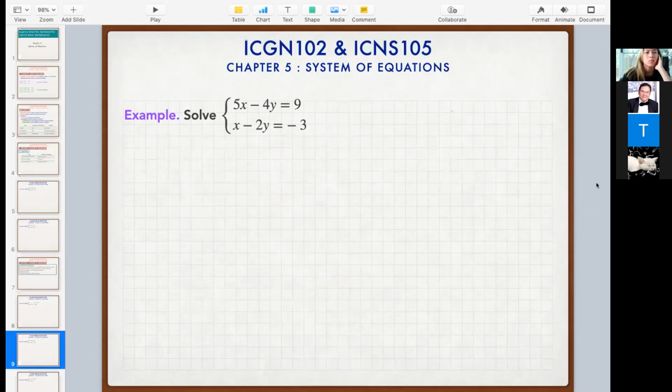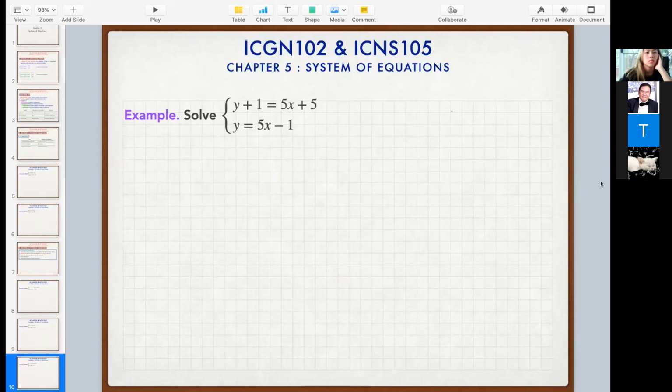The next example here, solve y plus 1 equals to 5x plus 5 and y equals to 5x minus 1. So everyone just do it by yourself, 3 minutes again. When you get the answer already, please write your answer in the chat box.